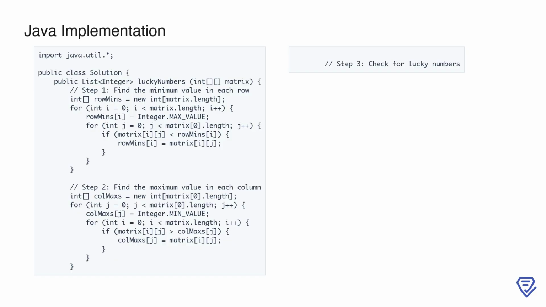Next, we move on to finding the maximum value in each column. Similarly, we create an array called callmaxes and initialize all its elements to the smallest possible integer value. We then iterate over each column and row, and for every element, we check if it's greater than the current maximum for that column. If it is, we update the column's maximum value in callmaxes. By the end of this loop, callmaxes holds the largest element from each column.